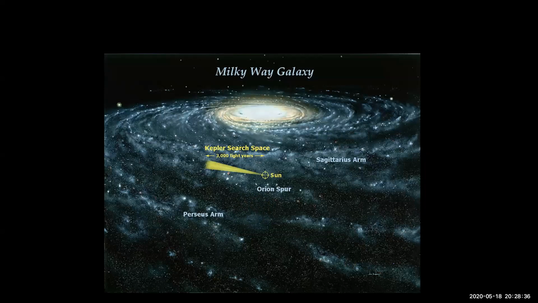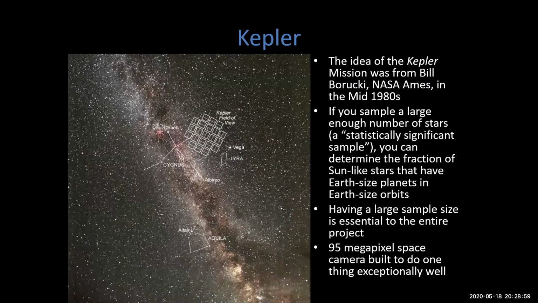Here you can see the search space for Kepler. It was a cone shape passing through the Sagittarius arm of the Milky Way galaxy, looking back about 3,000 light years. If you were to look in the sky that far away from Los Angeles with all of our light pollution, this is the location in the sky. And it's about the size that if you were to hold your fist into the air and look, that's about how much of the sky would be looked at by the Kepler telescope.